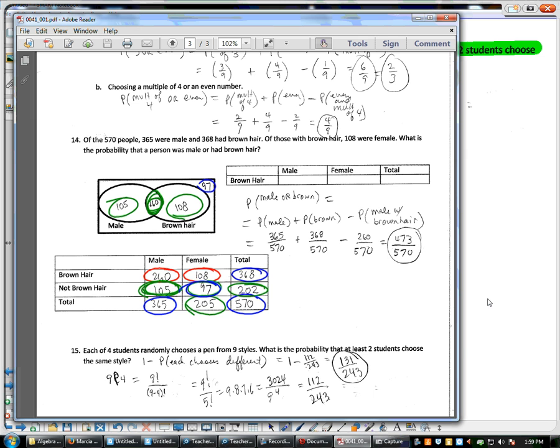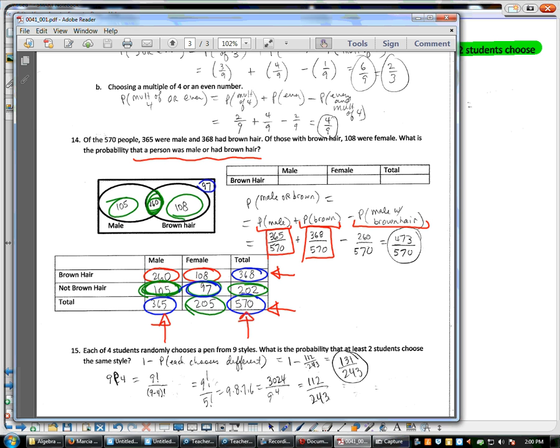So what's the probability that a person was male or had brown hair? That's going to be the probability that they're male plus the probability that they have brown hair minus the probability that it's a male with brown hair. We can get all of these from our chart or our Venn diagram. The probability that you are a male would be 365 out of 570. So that's 365 over 570. What's the probability that you have brown hair? Well, that's 368 out of our 570. And that means we've got plus 368 over 570.